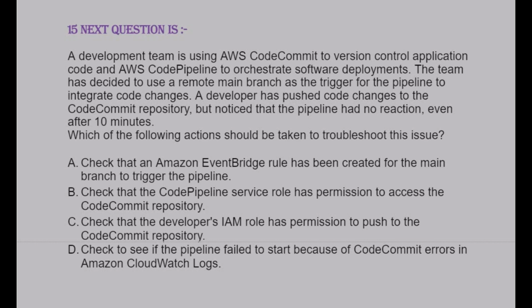Option A. Check that an Amazon EventBridge rule has been created for the main branch to trigger the pipeline. Option B. Check that the CodePipeline service role has permissions to access the CodeCommit repository. Option C. Check that the developer's IAM role has permission to push to the CodeCommit repository. Option D. Check to see if the pipeline failed to start because of CodeCommit errors in the Amazon CloudWatch logs.